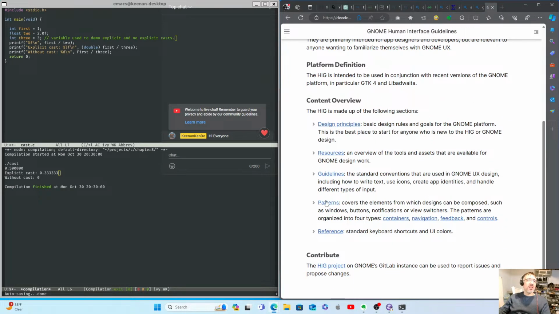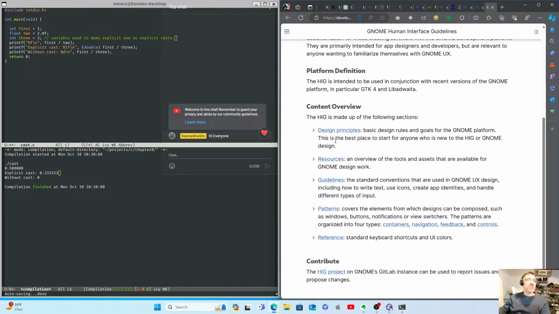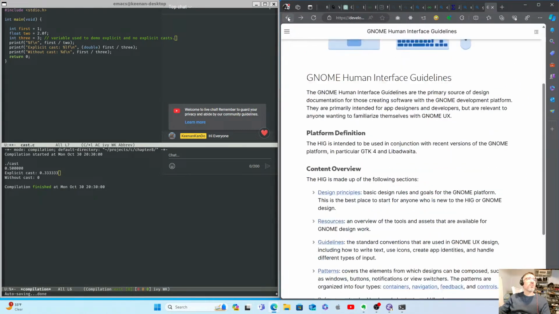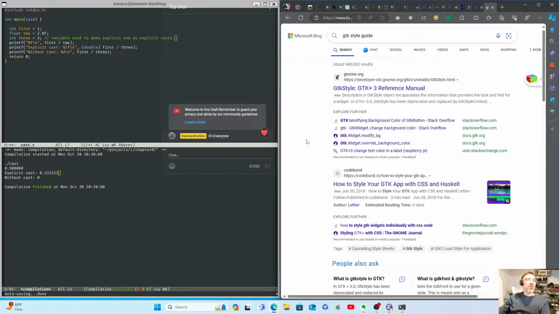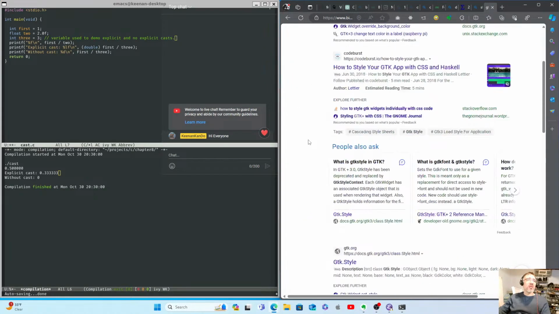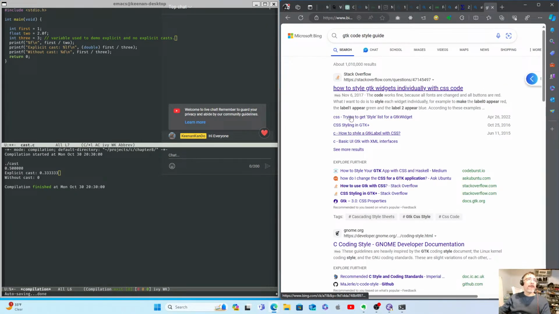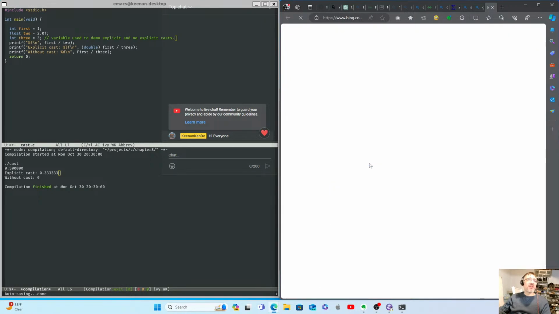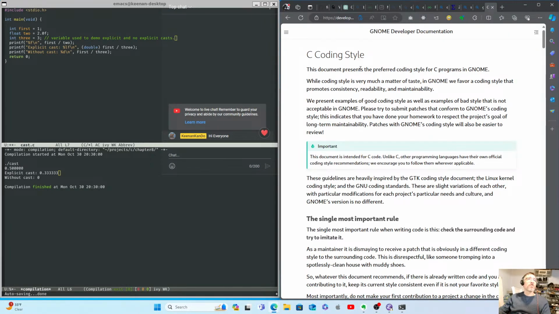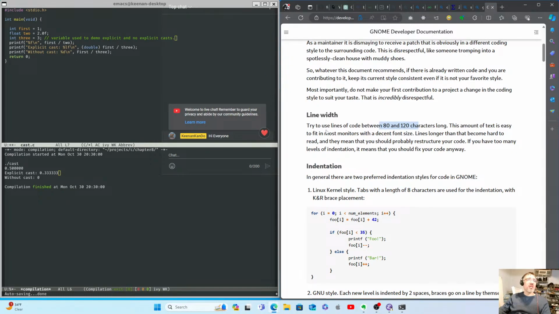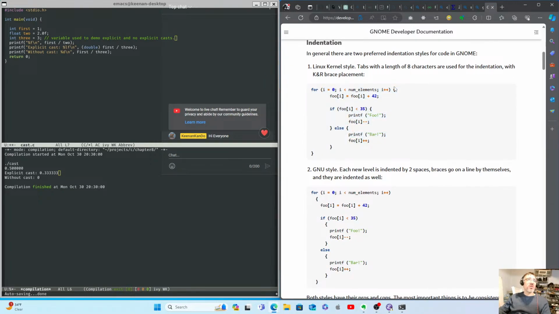Design principles, guidelines, patterns. No. GDK code style guide. Code style guide. Coding style. There we go. C programs. So line width, we're saying 80 and 120. Okay. Indentation, we're doing the curly braces on the first line with the space in between them.